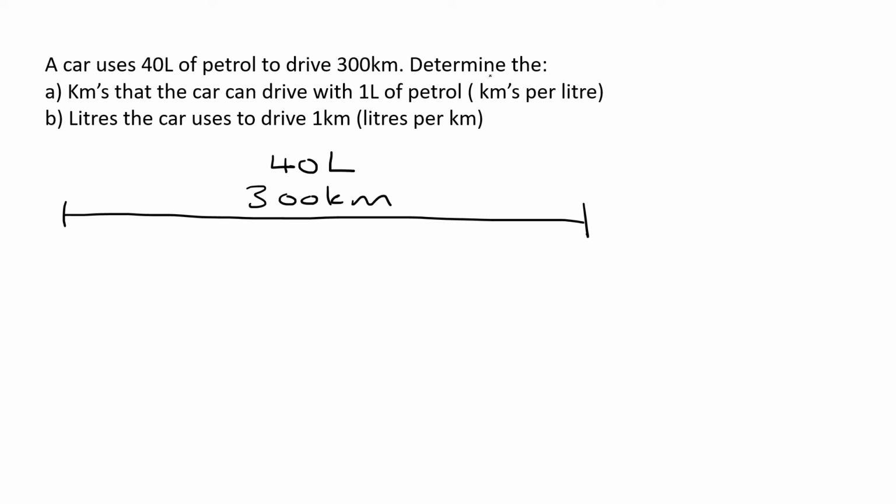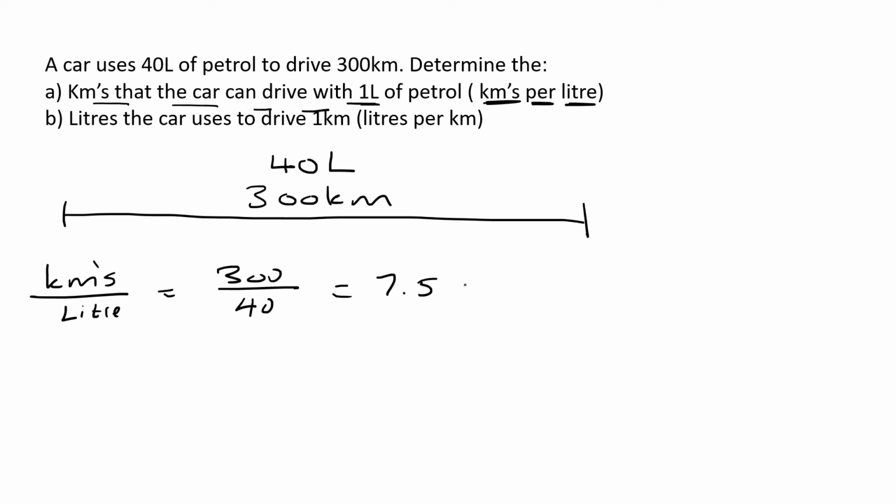Now, the first question says, determine the kilometers that the car can drive with 1 liter of petrol. So they want to know how many kilometers can it drive per liter. So you're just going to say kilometers per liter. So you're just going to take 300 kilometers divided by 40, and that'll be 7.5. Now you must say kilometers per liter.